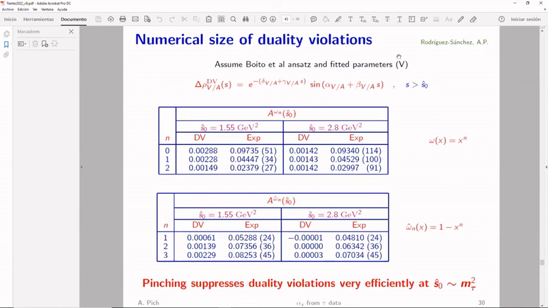Okay, in this table, you see the size of duality violations for different moments compared with the experimental number, with the experimental uncertainty. For normal weights, so n equal to 0, is what Boito et al. are doing. And you can see the size at 1.2 GeV and at the tau mass scale, and the size of this duality violation with pinched weights, the simplest one. And as you can see, at the tau mass scale they are completely negligible. So I don't know what we are discussing.